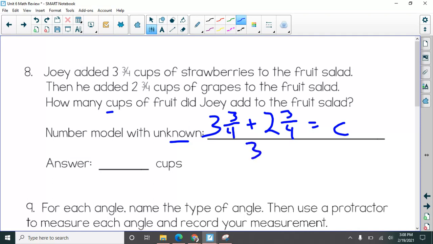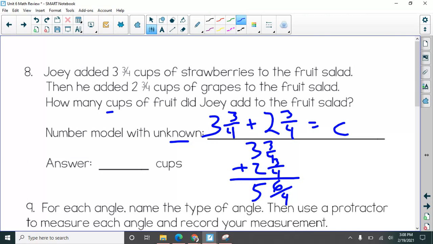Hey, stack them and add them. I don't have much room here. I should have gone to a different sheet here. We have 6/4, 5 6/4. Okay, if you write that on the test, I'm going to count it.